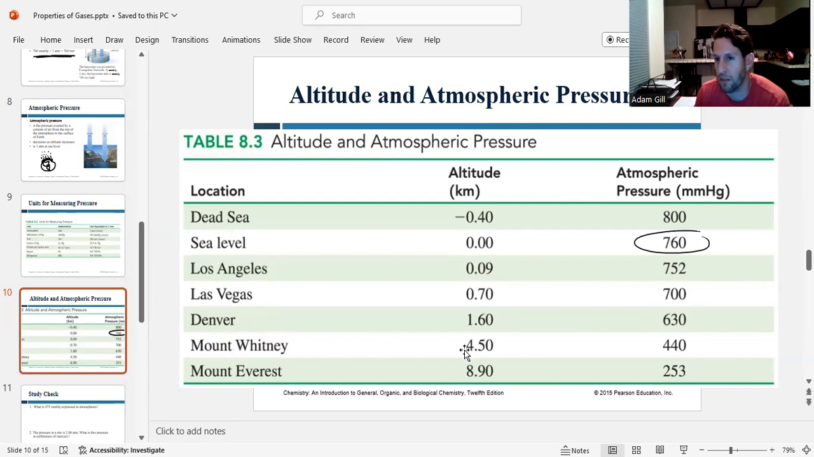Mount Whitney, which is the tallest mountain in California, has an air pressure of 440, and then Mount Everest, the highest mountain on Earth, has air pressure of only 253 millimeters of mercury. So that's pretty significant, right? Comparing ocean level to the top of Mount Everest, there's a third of the air density up there, which is why people wear oxygen masks when they climb in the Himalayas, because every breath of air you take, you're only getting in 1/3 the amount of oxygen. So you have to take 3 breaths to get the same amount of oxygen into your muscles when you're climbing Mount Everest. So pretty crazy.